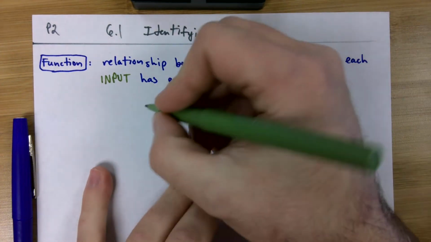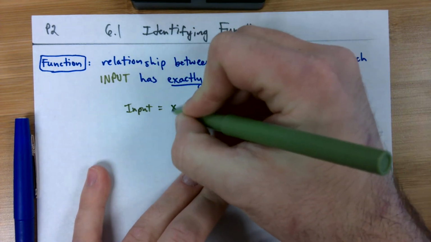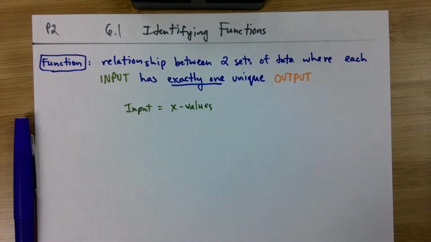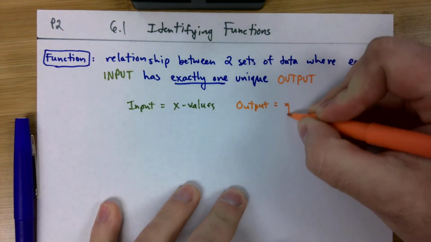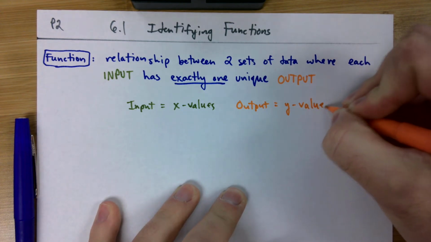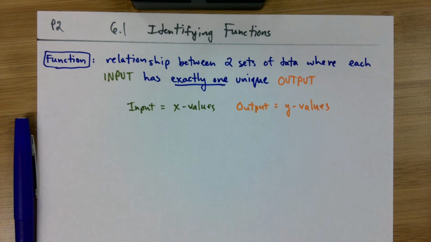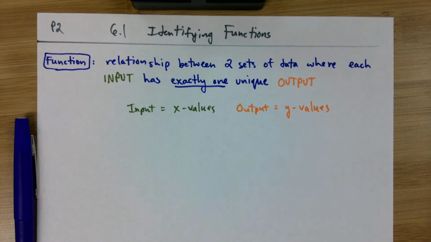Input, we can write right under it. Input, we're talking about x values, and our output is going to be y values. All right, so when we see a table with x values and y values, we know that that also means that we've got inputs and outputs for our function.